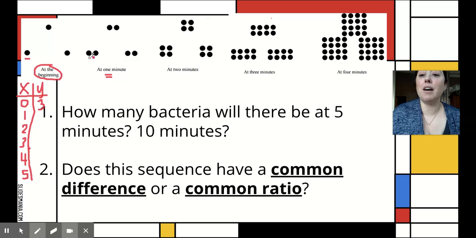So this one dot becomes 2 dots, and 2 times 3 gives me 6. Now these 2 dots, or 2 bacteria, become 4 bacteria. 4 times 3 gives me 12. 4 dots becomes 2, 4, 6, 8 dots. 8 times 3 becomes 24.